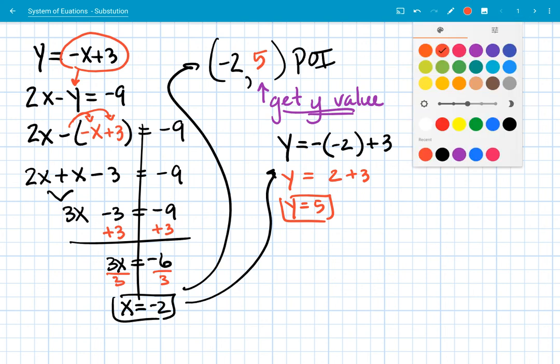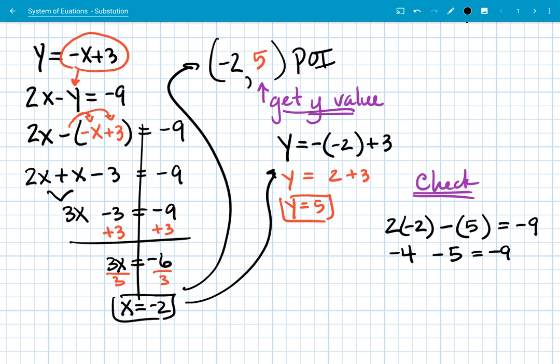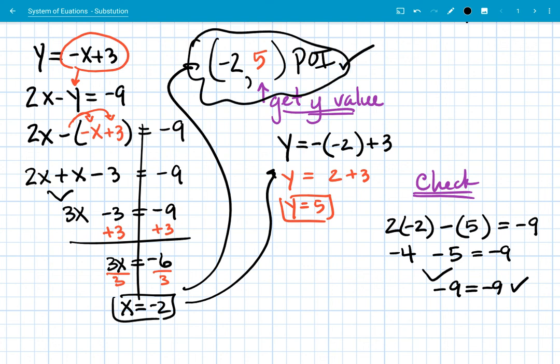All right, now we'll do our check. So we'll use the less organized equation, but I'm going to substitute the same way. I'm going to put the x in for the x and the y in for the y. So 2 times whatever x is minus the y value is supposed to equal negative 9. If that's true, we're in good shape. So I had negative 2 for x and 5 for y. And so that's negative 4 minus 5 equals negative 9. And yep, negative 9 equals negative 9. So it checks. So that means this is, in fact, our point of intersection.